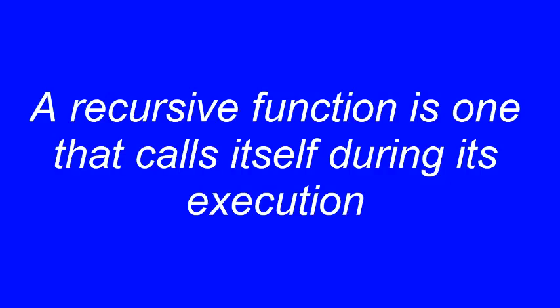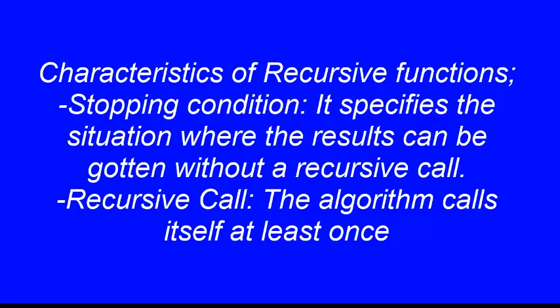The main characteristics of a recursive algorithm are these. The stopping condition specifies the situation when the result can be obtained directly without the need of a recursive call. With the recursive call, the algorithm calls itself at least once. The value of the parameter corresponding to a cascade of calls should lead eventually to the stopping condition.